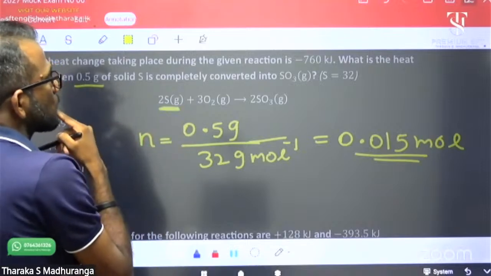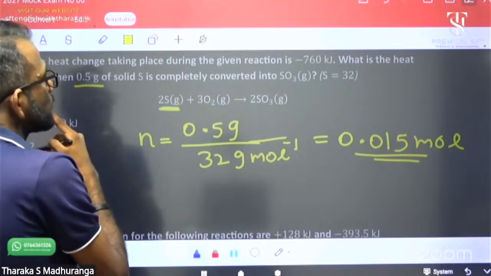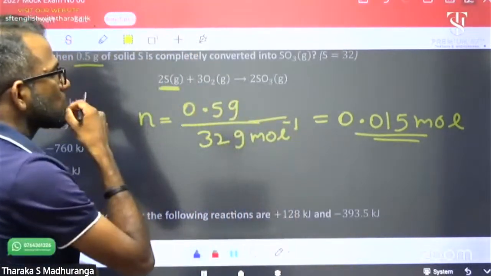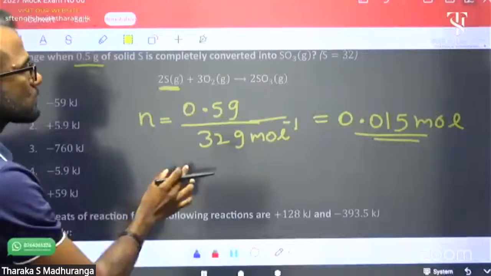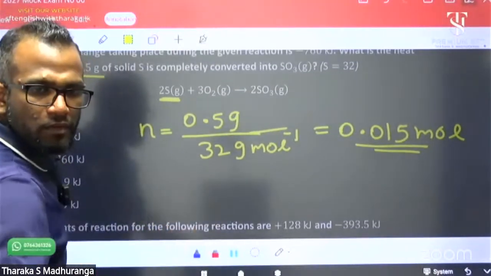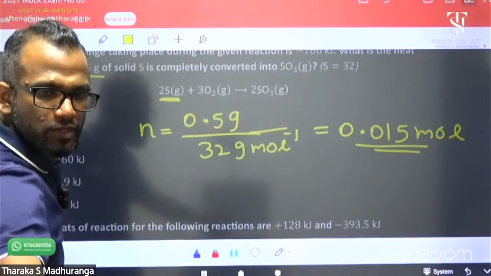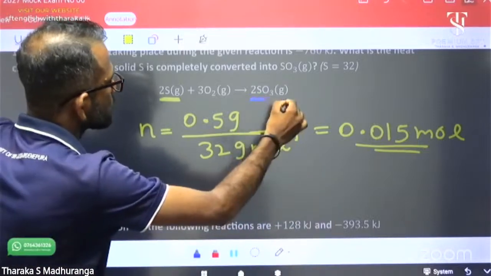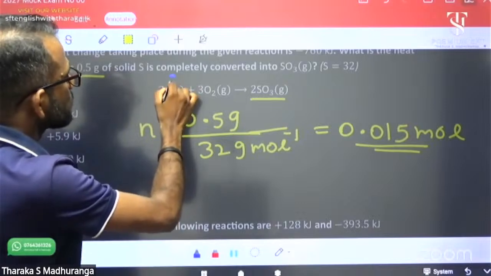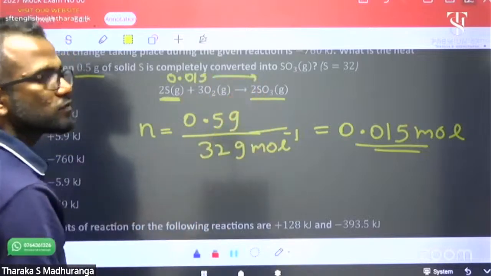What is the heat change when 0.5 gram of sulfur is completely converted into SO3? SO3, it's 2 moles, no? 2 moles. Sulfur 0.015 moles completely converts into SO3.